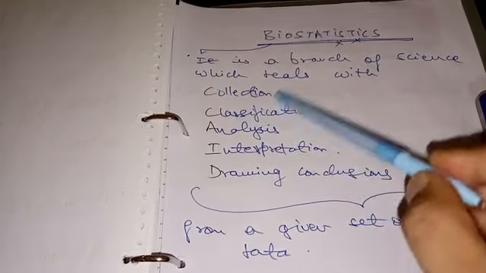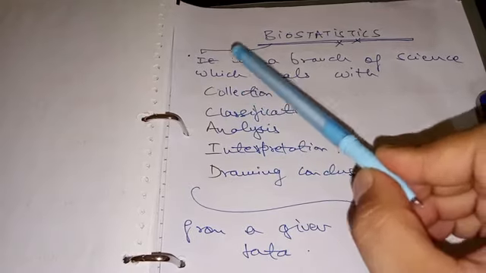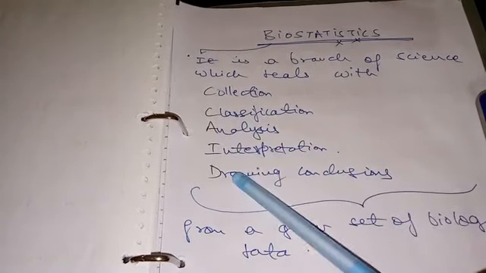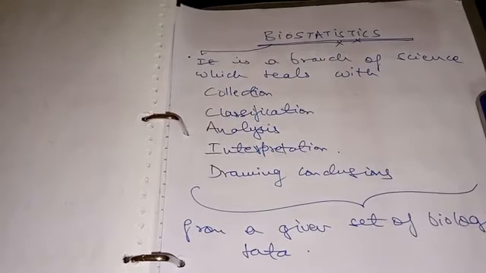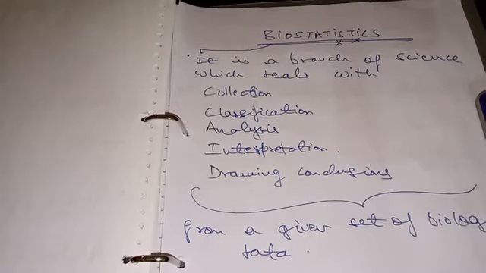So this definition is the most accurate definition. It is given in a book. Collection, classification, analysis, interpretation and drawing conclusion. CCAID is the mnemonic which I used to learn it. Okay, so there are two types of biostatistics: descriptive and inferential.